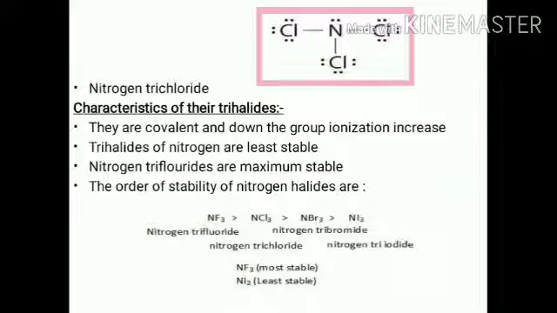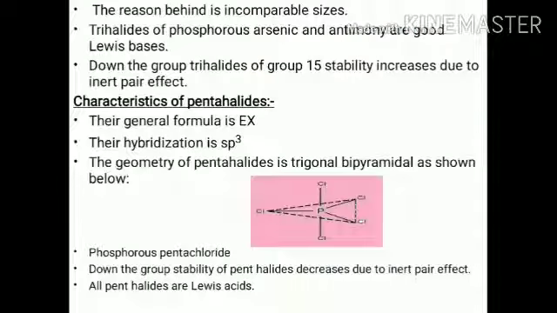As we move from top to bottom in the halides of nitrogen, for example NF3, NCl3, NBr3, NI3, stability decreases, because NF3 is small in size. It has a high attraction force between the valence electrons and the nucleus. So we can say NF3 is the most stable. The reason behind this is the size.